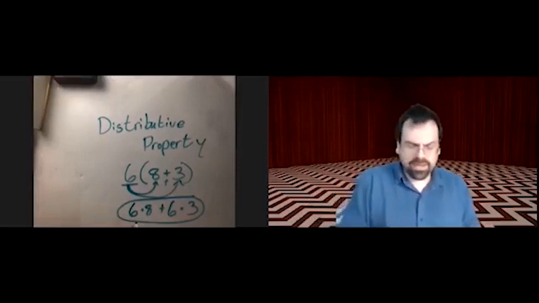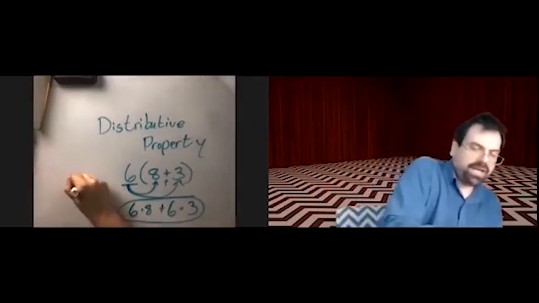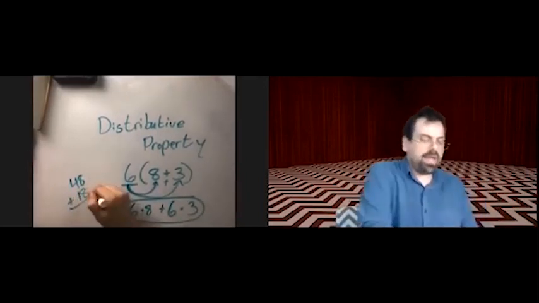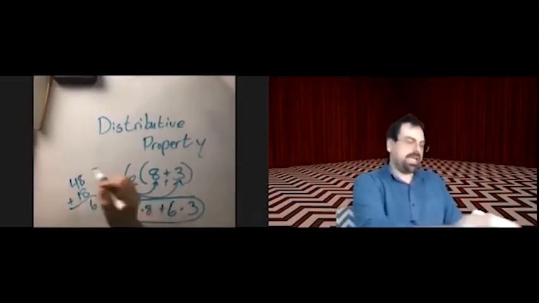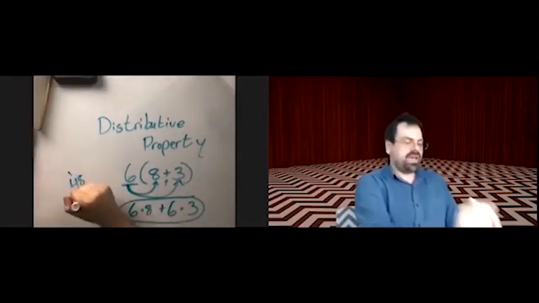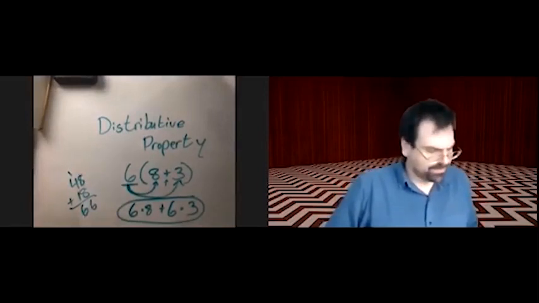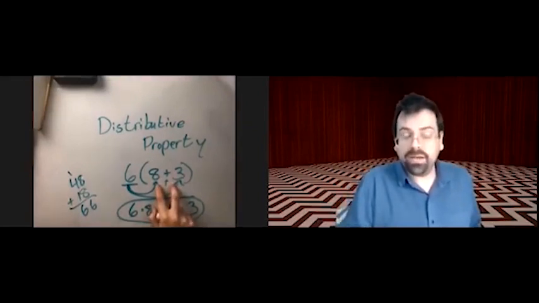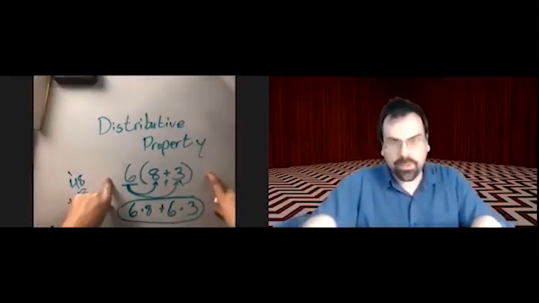What is the answer, by the way? 6 times 8 would be 48, plus 6 times 3 would be 18. 8 plus 8 is 16. Carry the 1. 1 plus 4 is 5, plus 1 is 6. The answer is 66. Notice here, 8 plus 3 would be 11. 11 times 6 will also be 66. So they are, in fact, two equal forms.